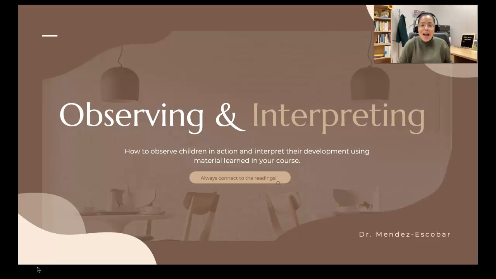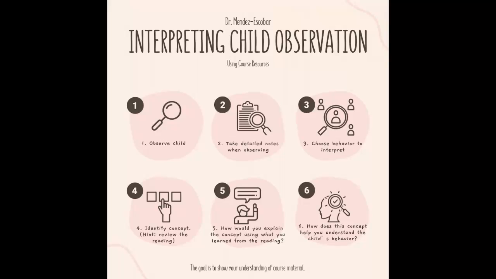In this video, I'd like to go over my steps for interpreting a child observation using course readings and go over an example of how to apply these steps using a video observation. Let's begin. Alrighty, so here are the 6 steps, and I will link them below so that you can have access to this image later.